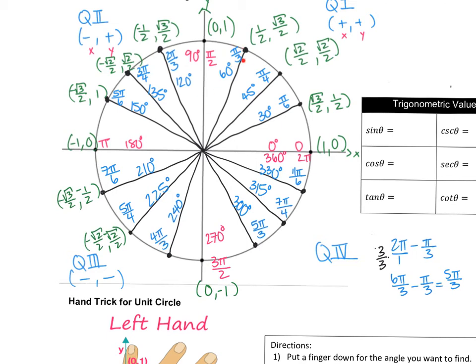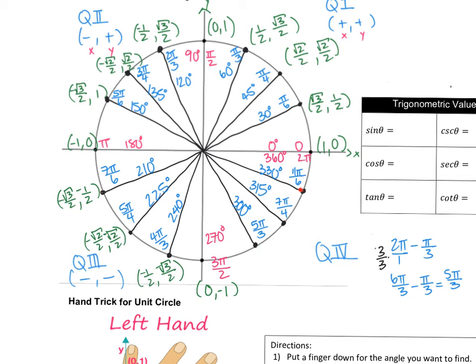And then the next one here is 4 pi over 3. It's related to pi over 3. So 1/2 comes first for the x value. So that's going to be negative 1/2, root 3 over 2, but it's going to be negative as well. And now I have those coordinates.